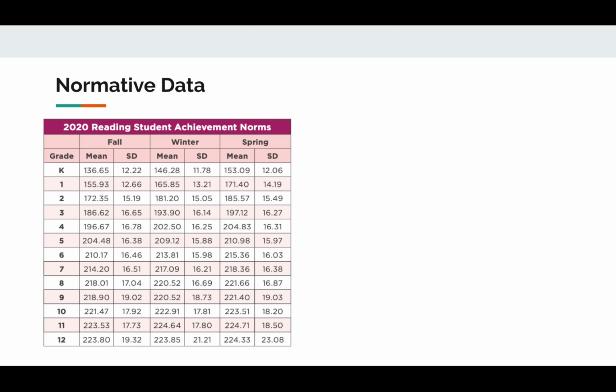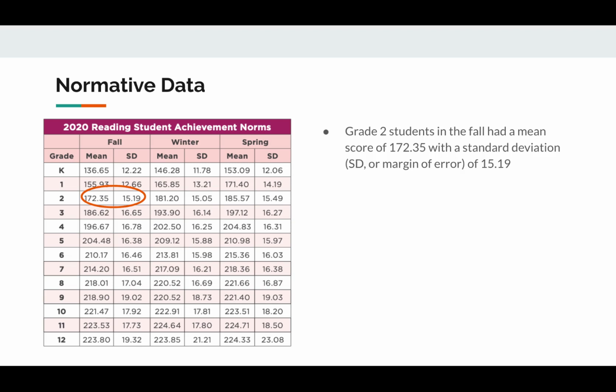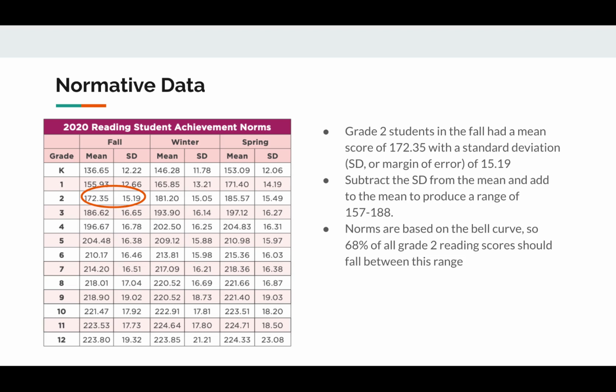The norm varies based on the group, whether it's the class, the school, or national average, and the subject. The norms in the table above have a very straightforward interpretation. For example, in the achievement norms for reading, grade 2, students in the fall had a mean score of 172.35 with a standard deviation of 15.19. To get a sense of how much variation there was, the standard deviation can be subtracted from the mean and added to the mean to produce a range of about 157 to 188. Since the norms are based on the bell curve, we know that 68% of all grade 2 reading scores are expected to fall within this range.